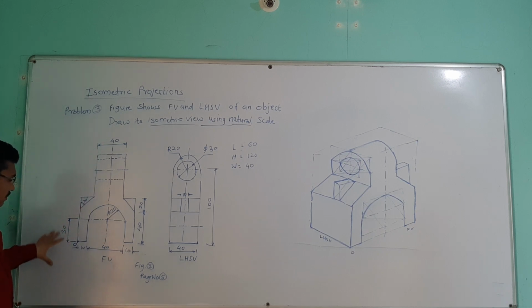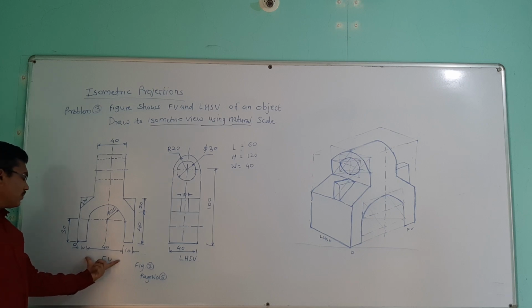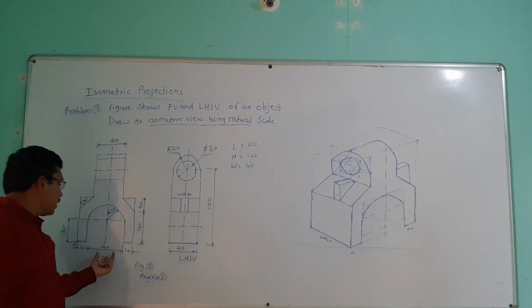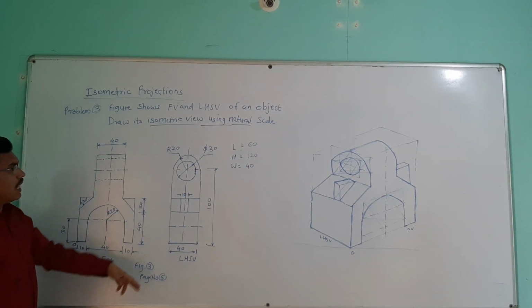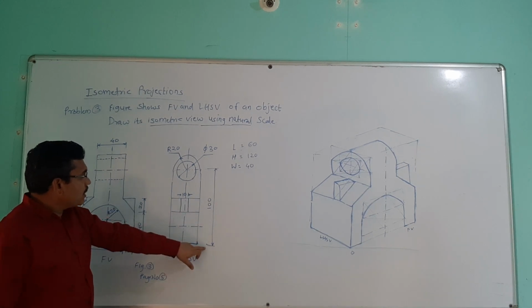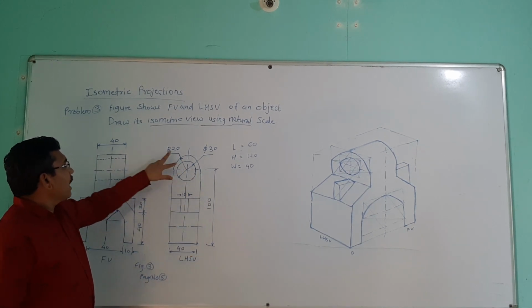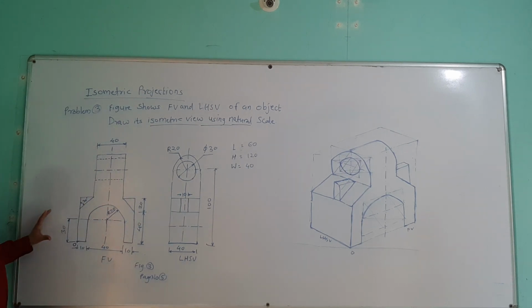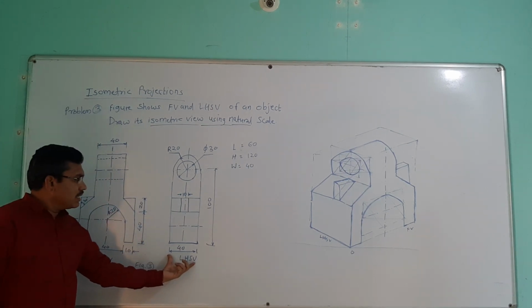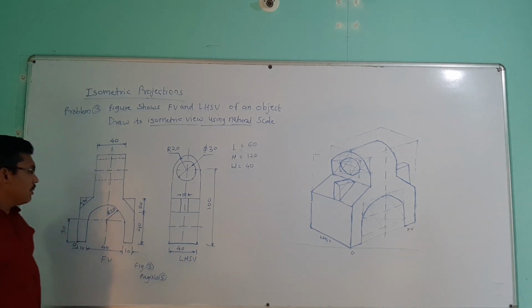Let us first find out the three major dimensions from these two views. Front view: 40 plus 10 plus 10, that is 60 mm, is the length dimension. Then the height dimension you can mark from this point to this, the 100 plus this 20 radius, so 120 is the height dimension. Width dimension is directly given in the side view, 40 millimeter.